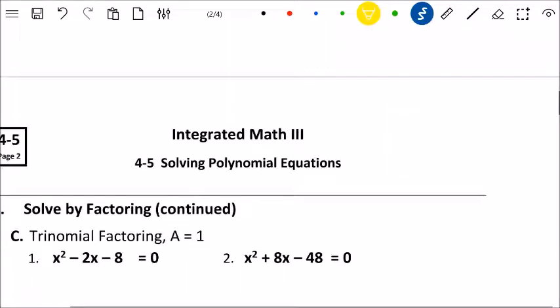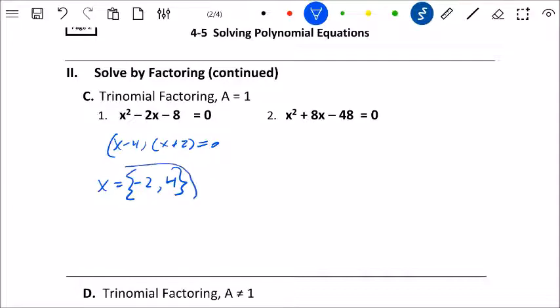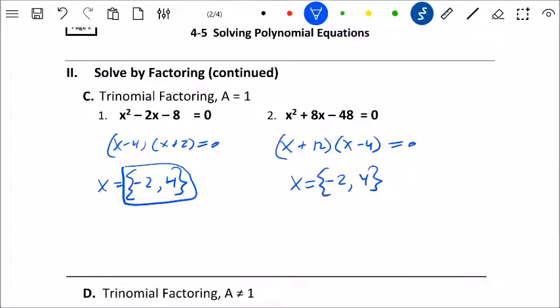Okay, let's take a look at the next page where it's by factoring that we're going to solve. So this first one factors to x minus 4 and x plus 2 is equal to 0. So x is equal to -2 and positive 4. And I'll put brackets around that. On the next one, this one factors to give us x plus 12 and x minus 4 is equal to 0. Say 12, -40, yes it is. So that means x is equal to -12 and 4, and we're going to put brackets around that as the solution set. So that's for basic trinomial factoring.